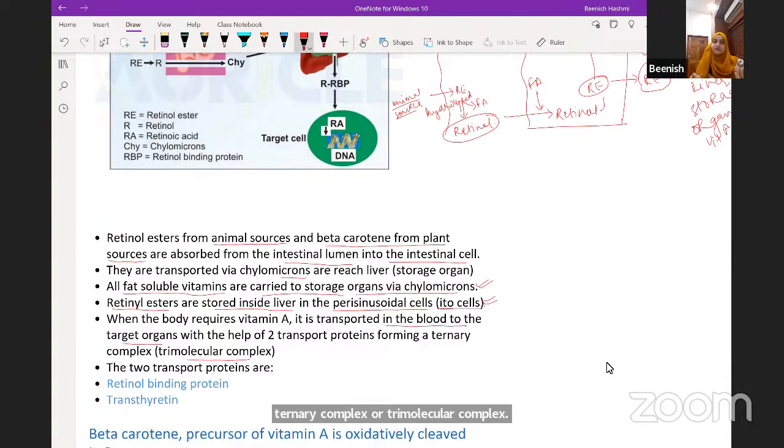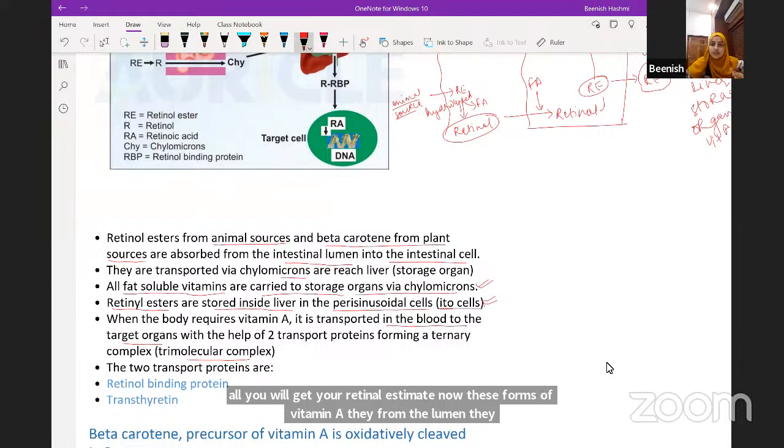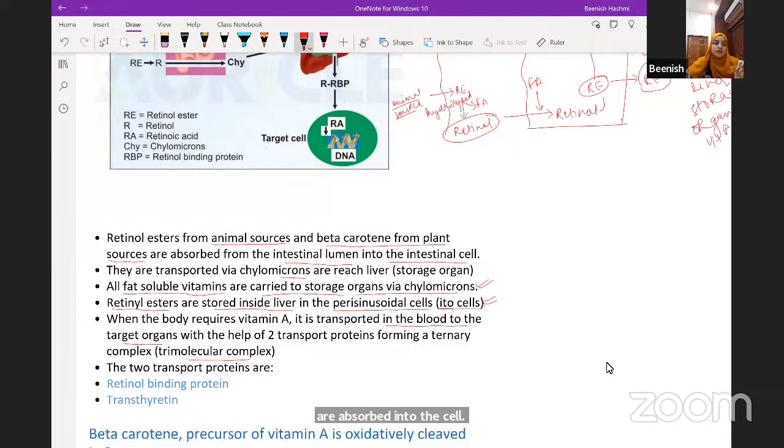Now, what it is trying to say is that you've had your diet. I'll repeat that. You've had your diet, and in your diet, if you've had something like mangoes, papayas, or carrot, then you will get beta carotene. And if you've had something like eggs and all, from animal sources, you will get your retinol ester. Now, these forms of vitamin A, from the lumen, are absorbed into the cell. Now, into the cell, what happens? How is beta carotene absorbed? It is directly absorbed from the lumen into the cell, and there your beta carotene is acted upon by an enzyme, that is dioxygenase, which splits it into two and forms what?